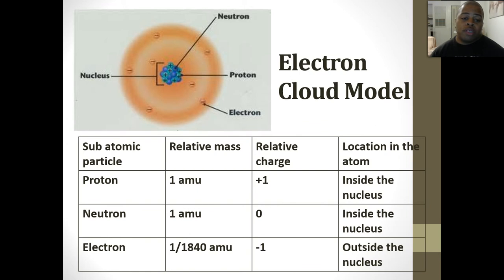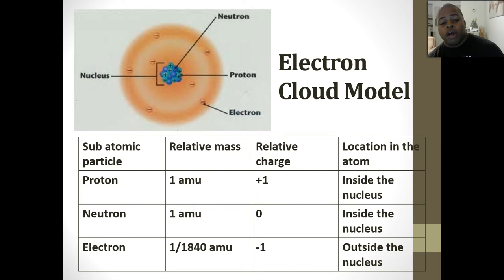So starting off with the proton. Protons have a relative mass of about 1 atomic mass unit. That's what AMU stands for. A relative charge of +1, and it's located inside the nucleus. Similar to this, we have the neutron, which has a similar relative mass of approximately 1 AMU, and this one actually has no charge. So that's why you have 0. Think neutrons are neutral. Now, these two are going to be located inside the nucleus to start with.